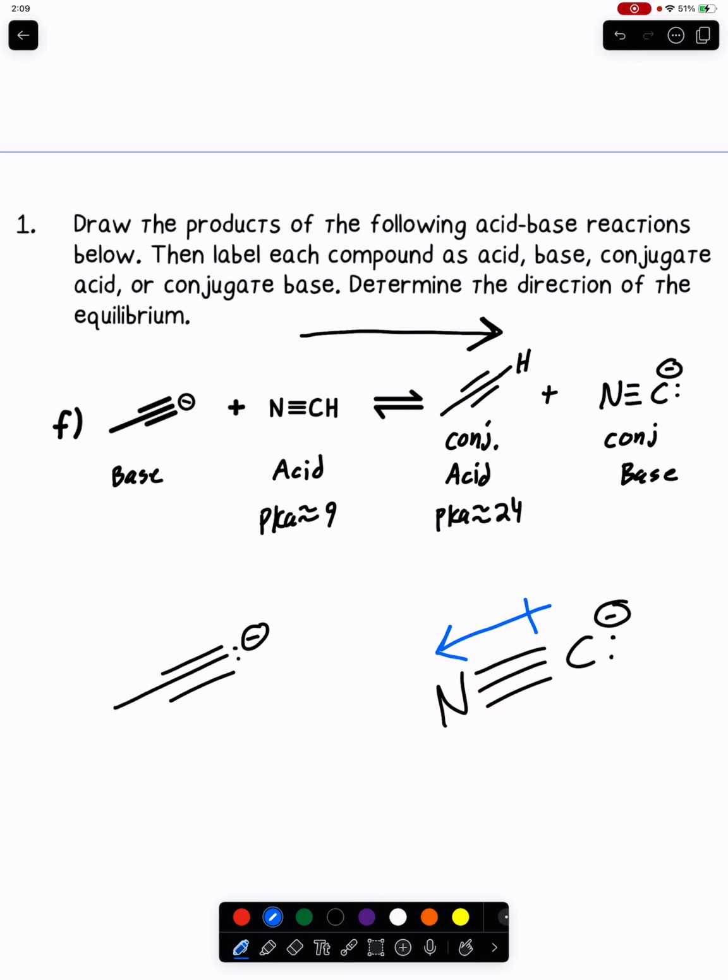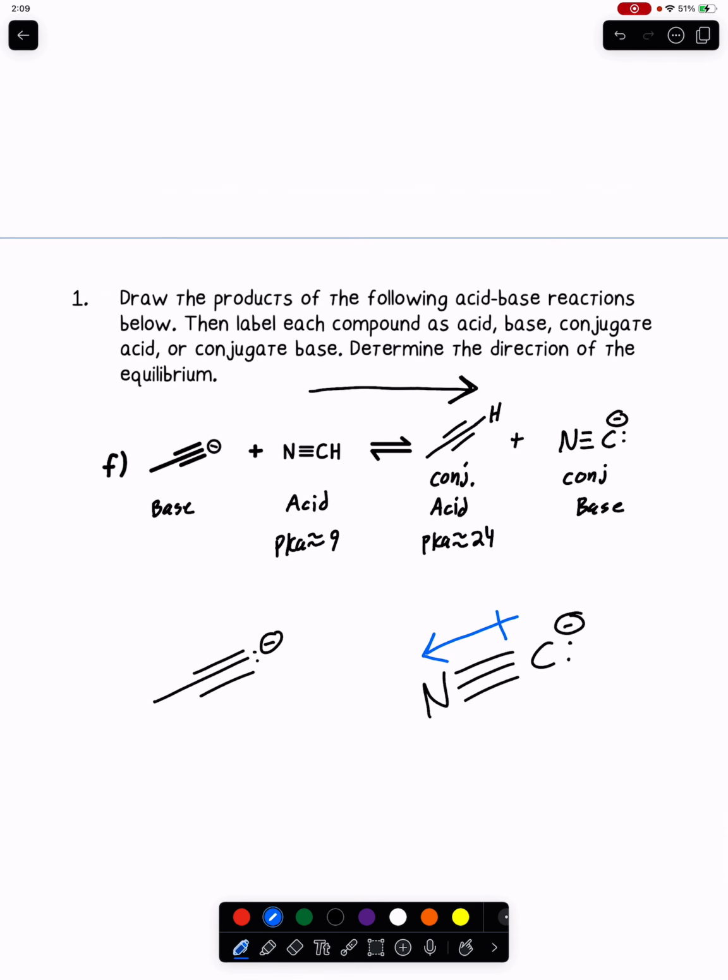So if we also want to know the direction of equilibrium, we can look at the bases and compare them. The equilibrium always goes towards the more stable conjugate base.